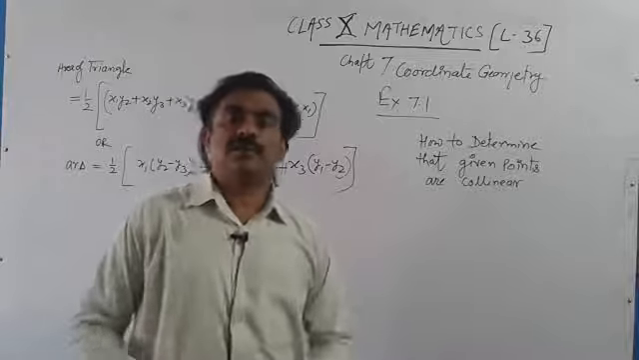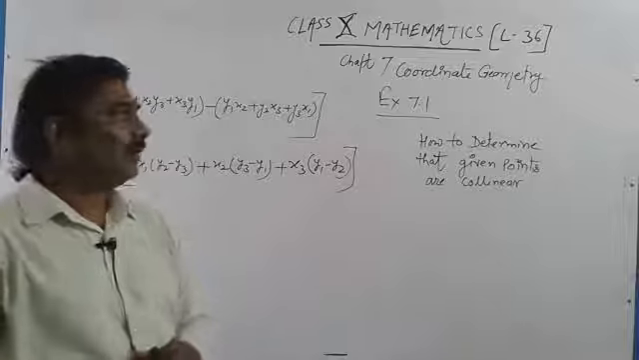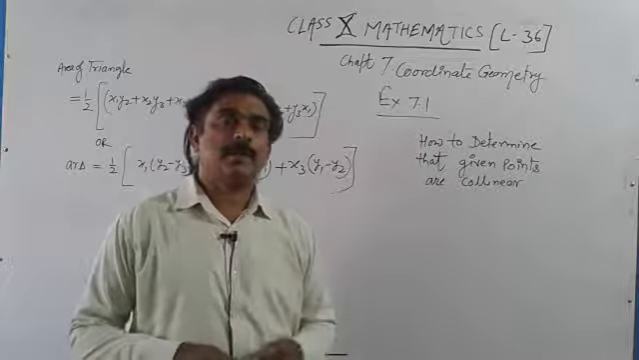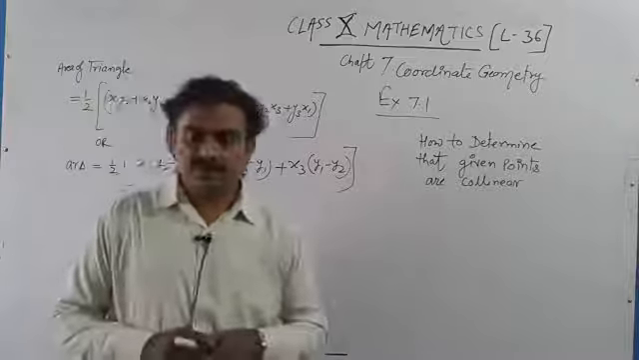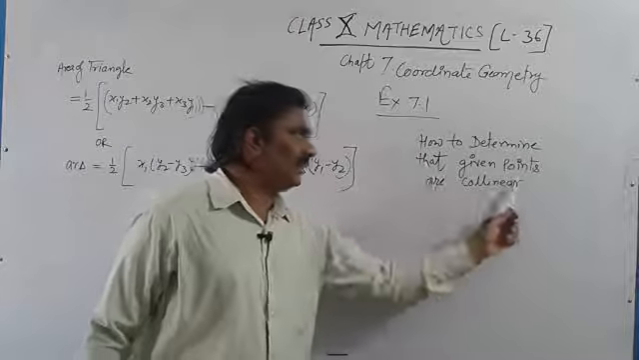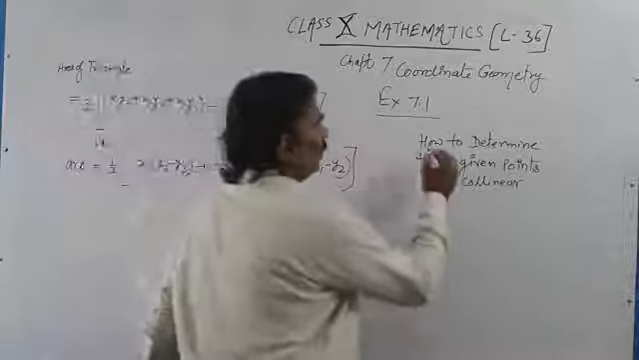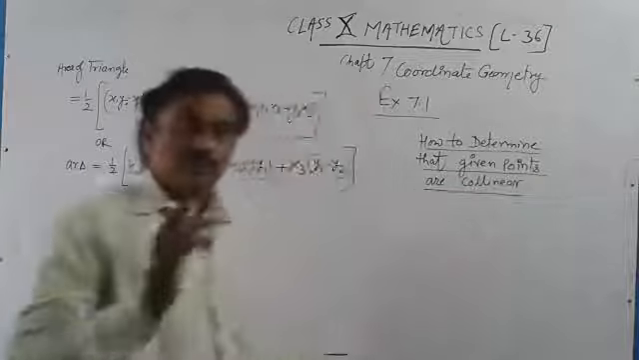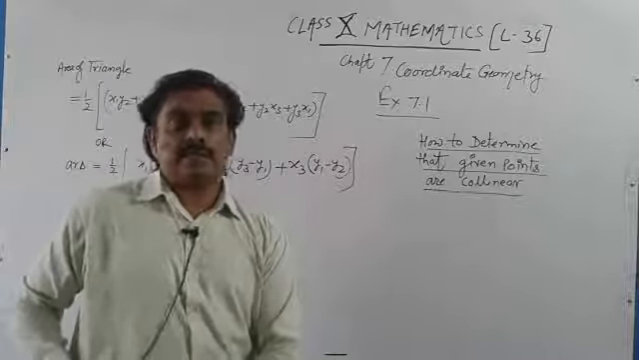I hope you watched the previous video of this chapter, and here we will discuss some more questions, and I hope you will give proper attention. So students, here our topic is how to determine that given points are collinear. You know, collinear means all points will lie in a straight line.